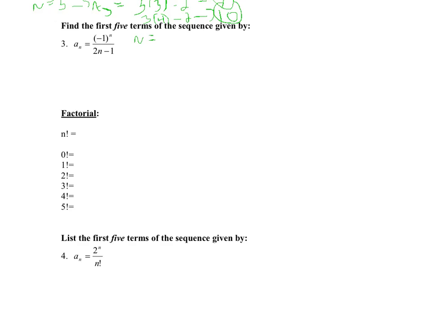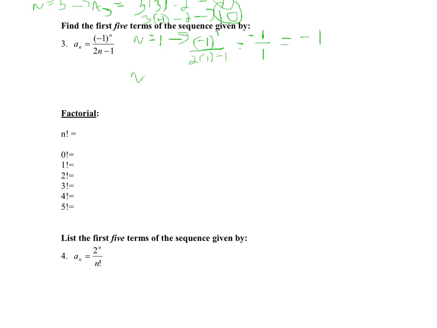I'm going to do n equals 1. Okay, when I do that, it's negative 1 to the first power, and that's over 2 times 1 minus 1. So negative 1 to the first, that's what? Negative 1. And 2 times 1 minus 1 is 1. So that really is just negative 1.